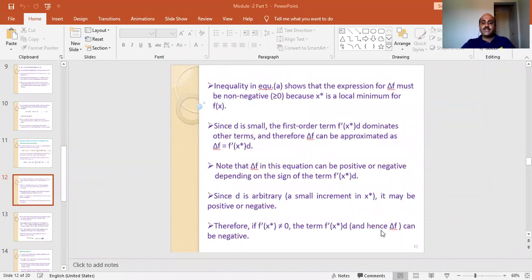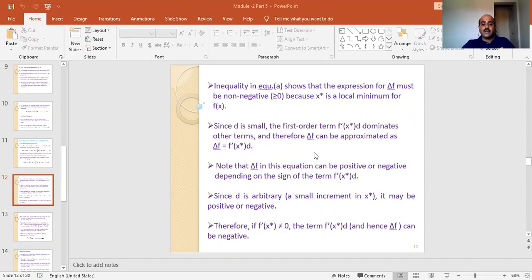The inequality in equation 1 shows that the expression for delta f must be non-negative, greater than or equal to 0, because x star is a local minimum for f of x. Since d is small, the first order term f prime x star into d dominates the other terms. Therefore, delta f can be approximated as f prime x star into d.